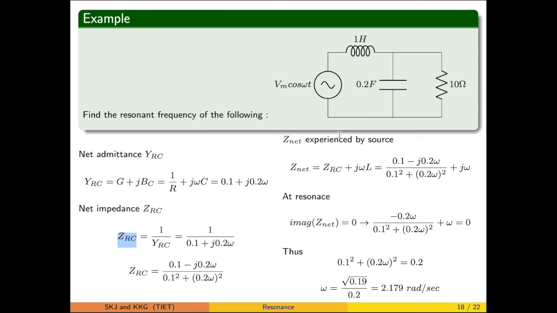Now the net impedance experienced at the source is calculated. At the resonance condition, the imaginary component of the net impedance has to be 0, and that is calculated likewise. So the resonant frequency comes out to be 2.179 radian per second for this circuit.